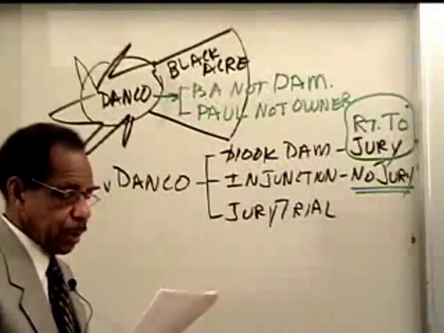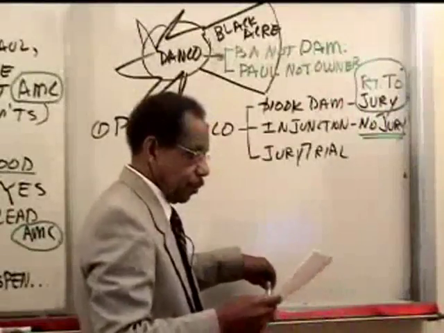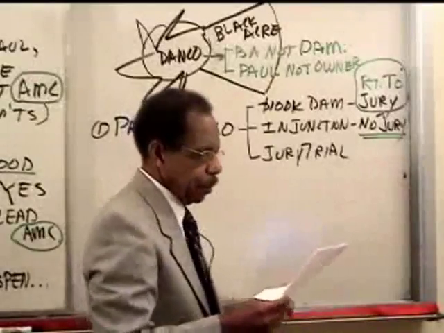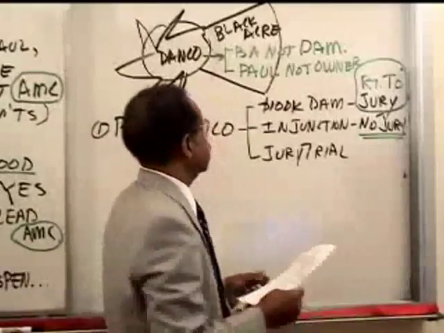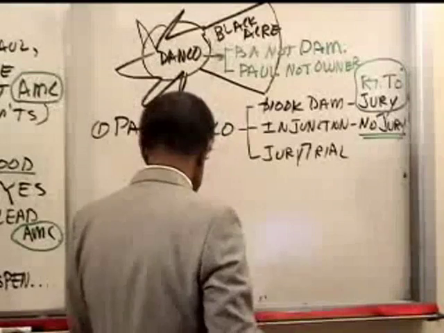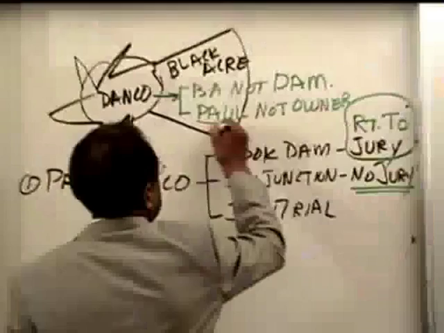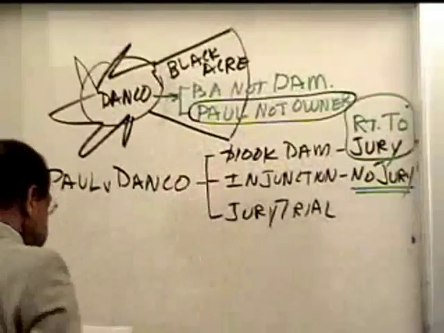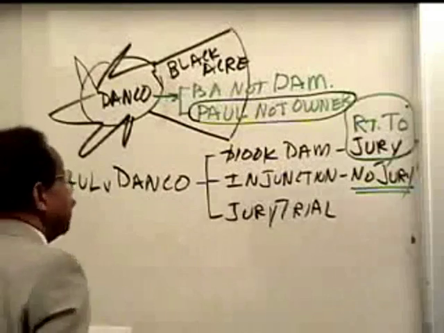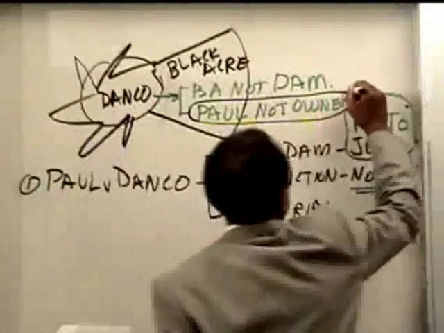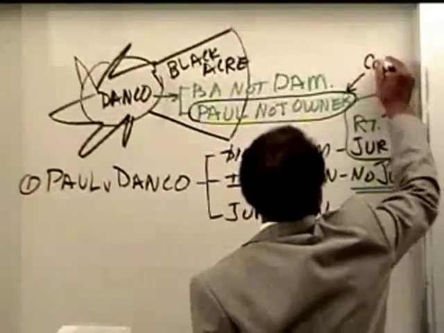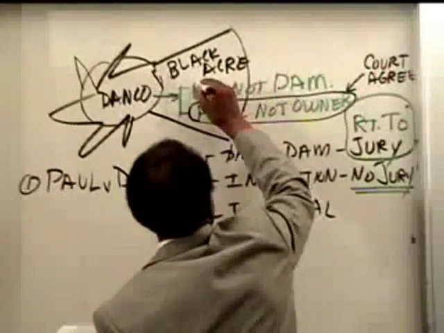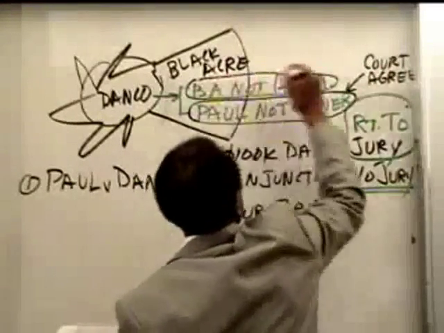We are continuing now at line 11. At line 11, the court said, the court heard extensive evidence and concluded that because Paul had no interest in Blackacre, so the court says, Paul, you don't own it. So the court agreed right here, Paul does not own Blackacre. The court says, because Paul was not the owner of Blackacre, and because Blackacre had not been damaged. So the court agreed with this also, and also the court said Blackacre wasn't damaged. So the court agreed here also.